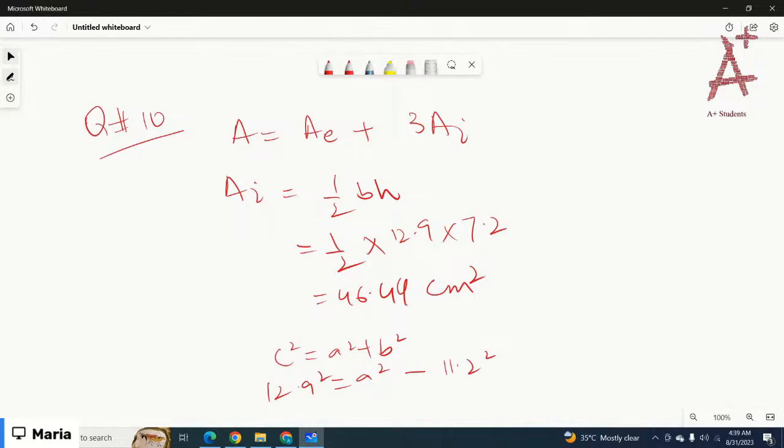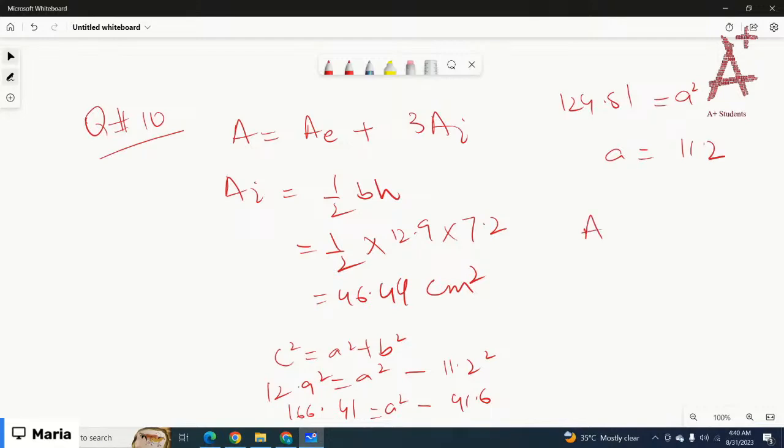So let's just calculate the value. 12.9 square is 166.41 equals a square minus 11.2 square is 41.6, right? That means a square is 124.81, so a equals 11.2, right?